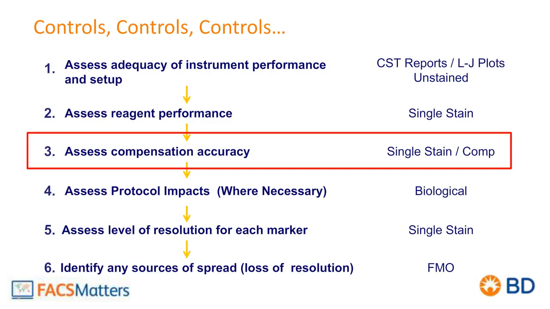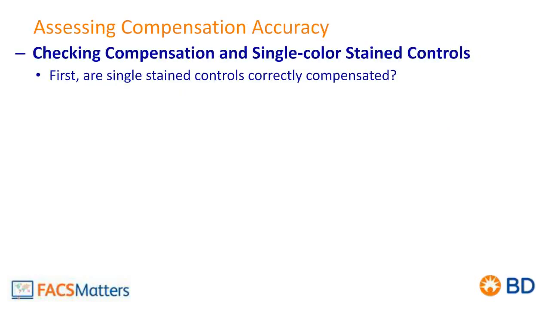And if you notice, at each step we're using a different type of control or a different piece of information. So let's start with number 3, just to make sure that we're assessing the compensation accuracy. We talked about this in the last webinar when we talked about compensation controls and having good compensation controls, but let's now see how we can use this to correct and deal with potential problems in an assay.